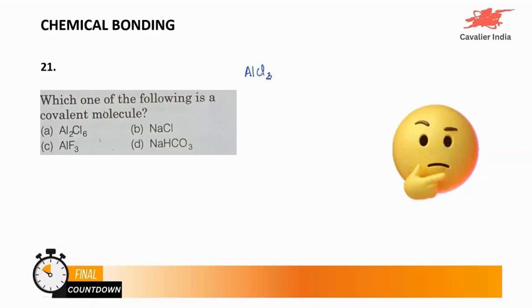AlCl3, that is aluminium chloride, exists as a dimer, Al2Cl6. So this is formed by two AlCl3 units. AlCl3 is formed by the combination of what? Two AlCl3 units, that is Al2Cl6. This is the correct answer. Any doubt?